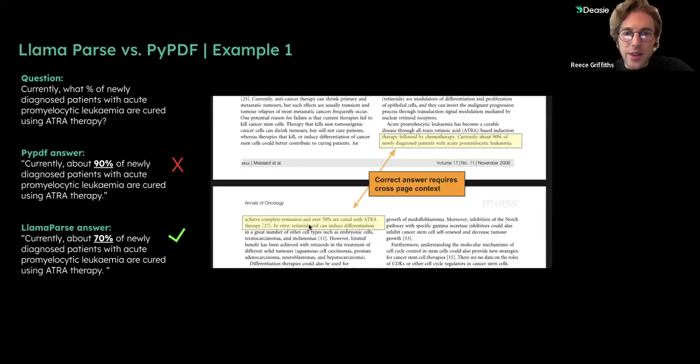So needless to say, the LLM is going to need to connect these two pieces of text in some way in order to derive the answer. With PyPDF, the answer was that 90% of patients are treated in this way, which is obviously incorrect. Whereas with LlamaParse, these two sections were connected, and thus the right answer was able to be derived. Jerry, I don't know if you'd build on that in any way.